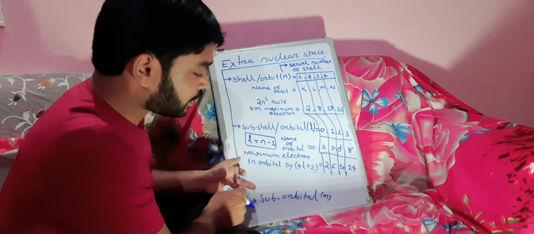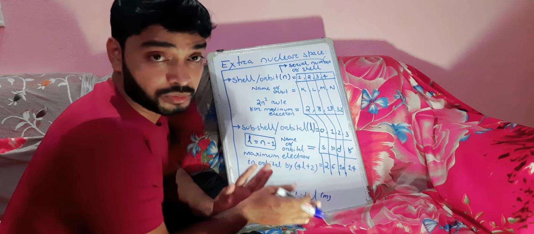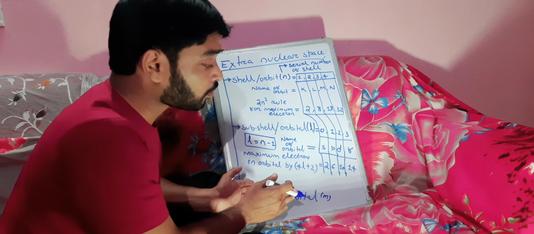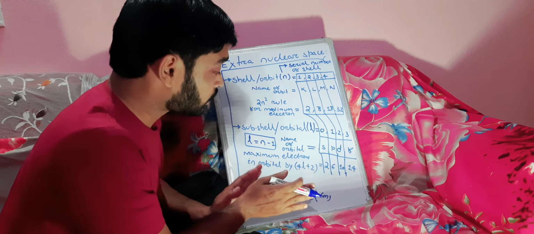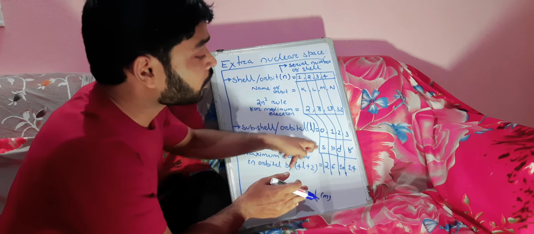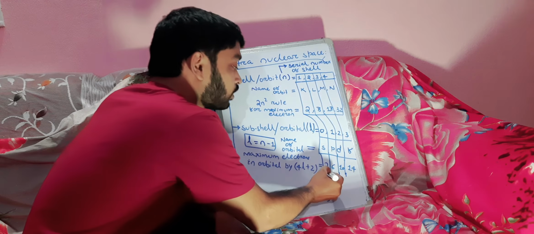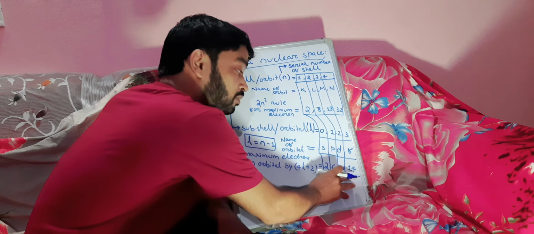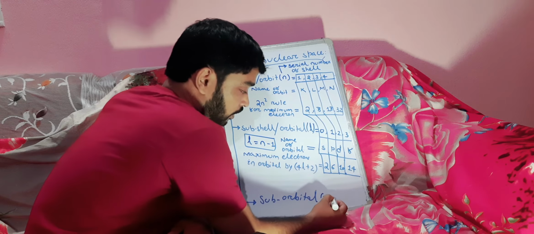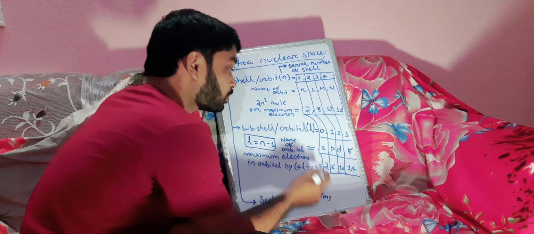Now, the final one is suborbital. I am telling about the total number of suborbitals. That means I am not explaining in detail about the suborbital names, but only telling how many suborbitals come under the 4 different orbitals. I will tell in detail about the names in the quantum number concept. So now the m value depends upon the L value.